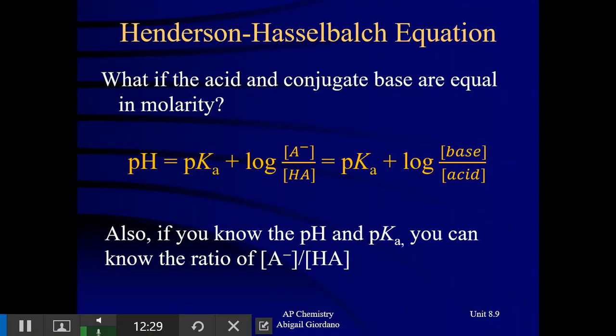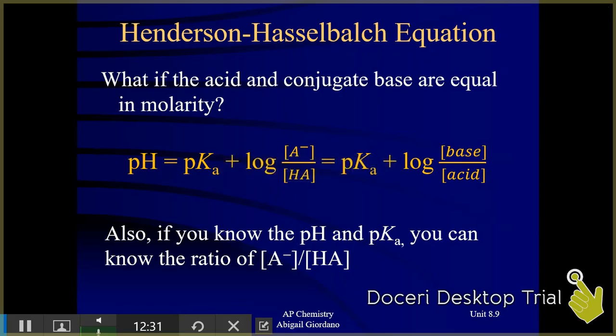Another thing you can tell from this equation, let's say you're given a problem, which I'm going to show you in just a minute, where you're given this and you're given that.